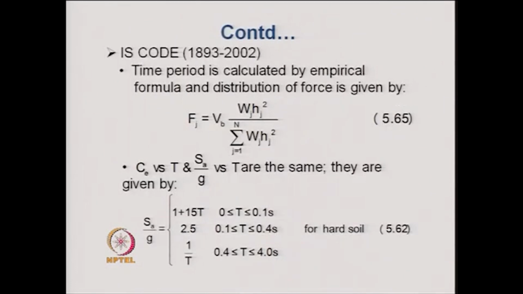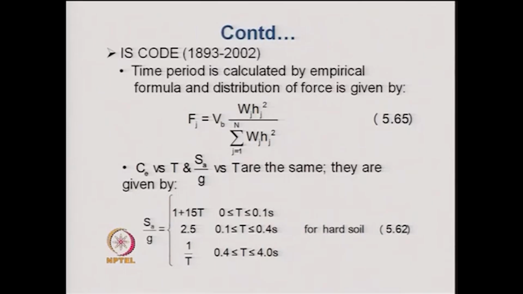Next comes our IS code. In the IS code, the time period is calculated by an empirical formula, and this empirical formula is different from Rayleigh's approximate formula. The distribution of forces is given by equation 5.65. Here the K value is taken as 2. The base shear VB is calculated using the seismic coefficient method.